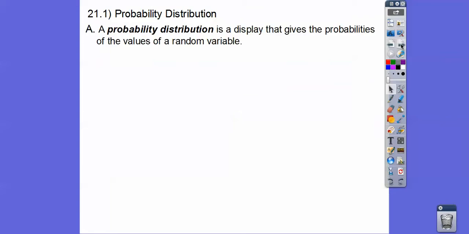Okay, so we're going to mostly display it with a histogram. A probability distribution is a display that gives the probability of values of the random variables, and we're often going to be representing this in a histogram.